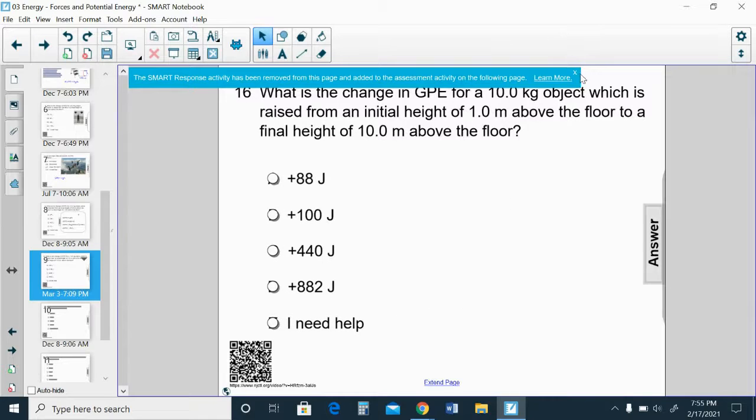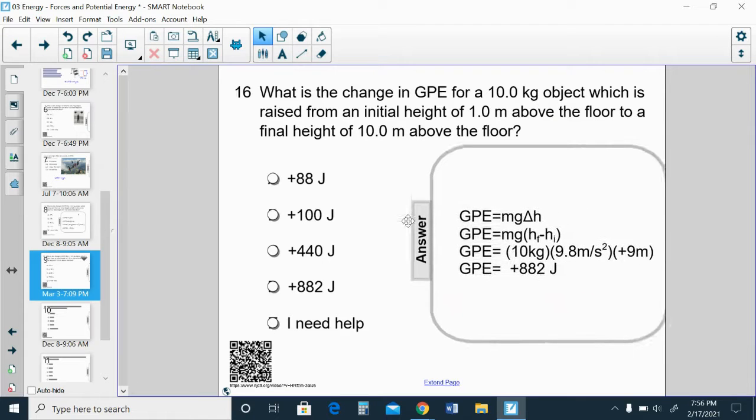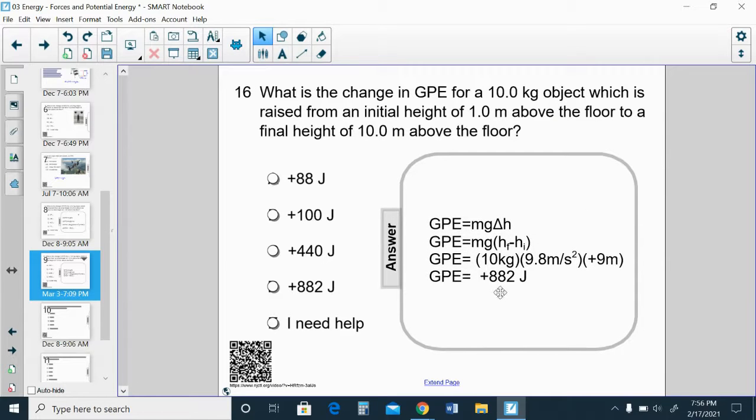What is the change in GPE for a 10 kilogram object which is raised from an initial height of 1 meter above the floor to a final height of 10 meters above the floor? The correct answer here is 882 joules. So from the equation, the change in height, the final minus initial, you end up with 9 meters. Multiply all the values that are given, and you get 882 joules. Answer D.